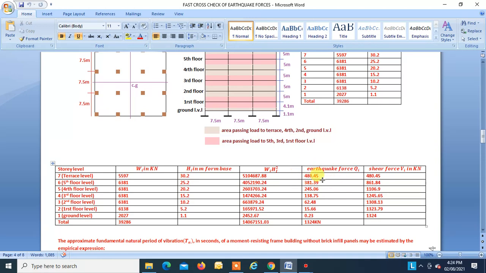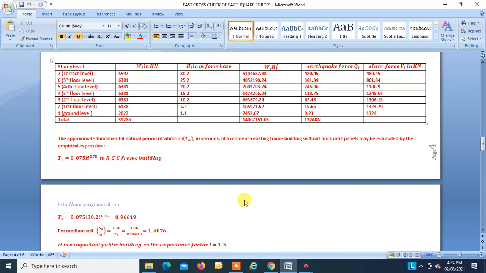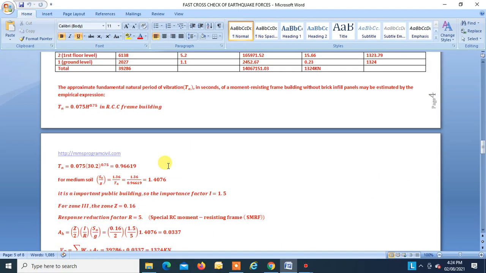So that is why a slight difference is coming. Okay, so this is how you can use the computer program, which can make your life easy and save your time, right? Now moving further, note that the building structure is identical along x and z direction, and hence the fundamental time period and the earthquake forces are same in both the direction, right?